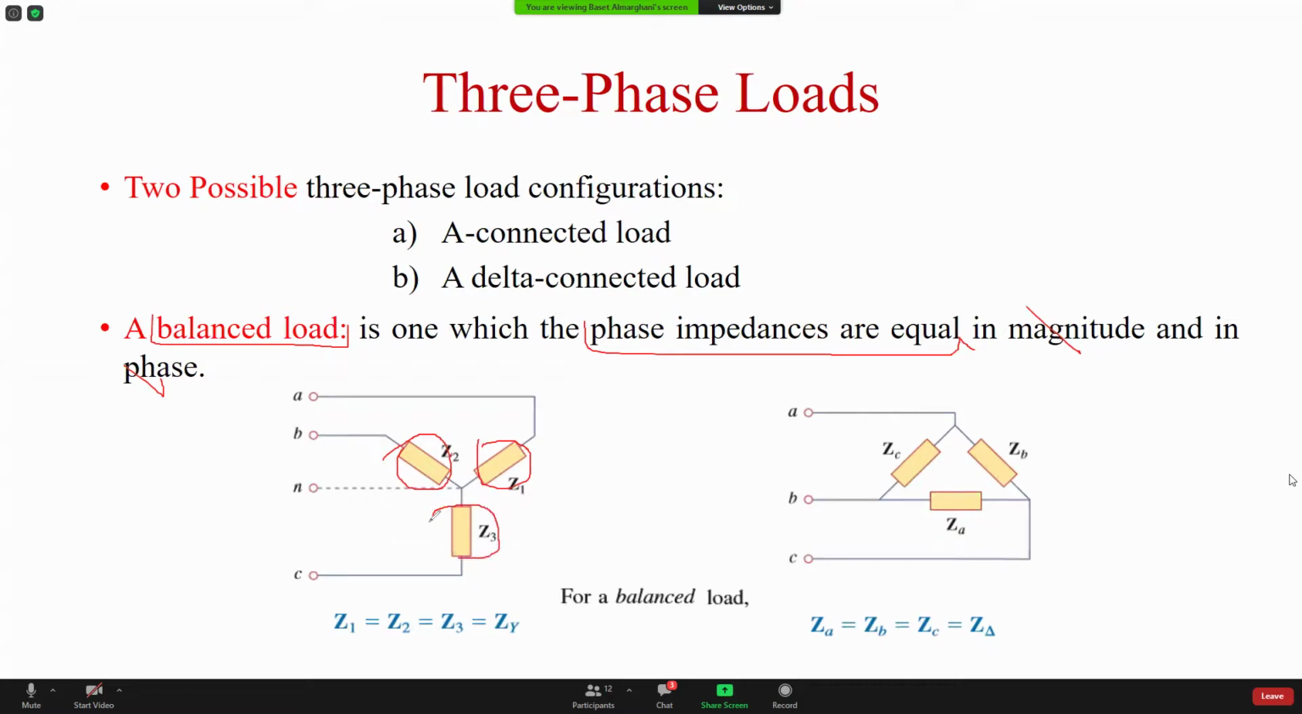It means this impedance will be exactly like this one, and this will be exactly like the third impedance. So the three impedances are equal. If the first impedance is 3 plus j4, the other two impedances will be the same thing. So the per phase impedances are equal. Same here. This is the condition for a balanced load, and we're only doing balanced loads. We're not doing unbalanced. If you are going into the electrical department, you're going to do unbalanced at some point, in power system courses.